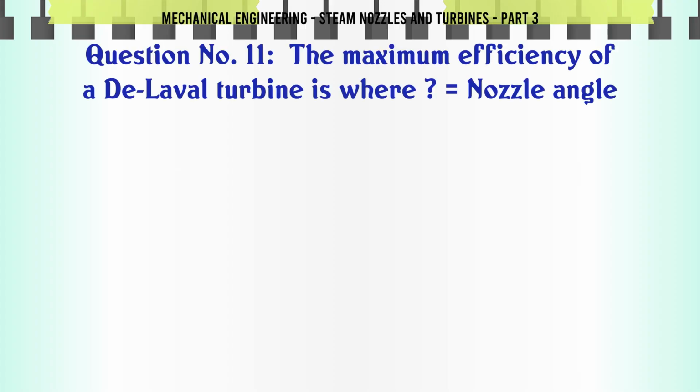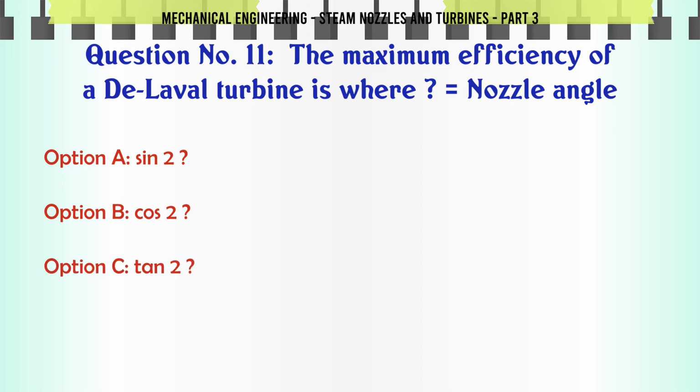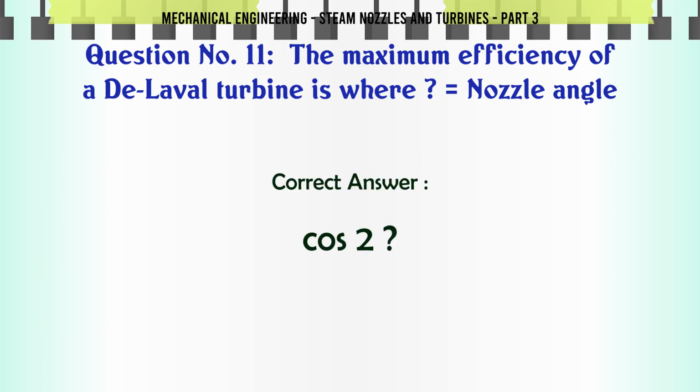The maximum efficiency of a De-Laval turbine is where nozzle angle: A. Sin 2α, B. Cos 2α, C. Tan 2α, D. Cot 2α. The correct answer is cos 2α.